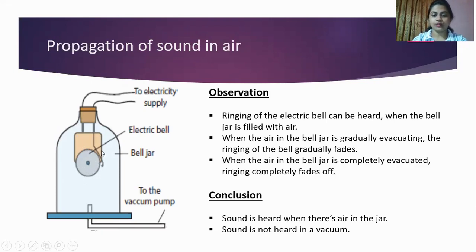Then, what do you have to do? First, you have to fix the electric bell in the bell jar and supply electricity. Then you have to connect a vacuum pump to the bell jar, as illustrated here from down here, right? First switch on the electric bell and record your observations. Then switch on the electric bell again while evacuating the air in the bell jar using the vacuum pump.